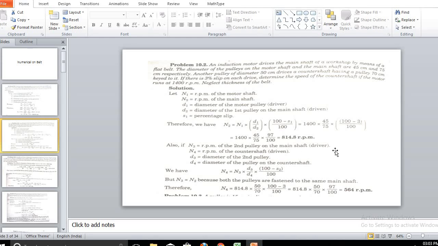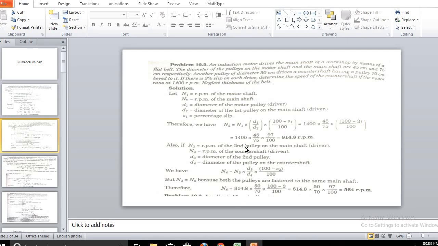From N1 to N4, that speed is transferred. From N1 to N4, power is transmitted from the first shaft to the another shaft. So here, this N2 and N3 are same.